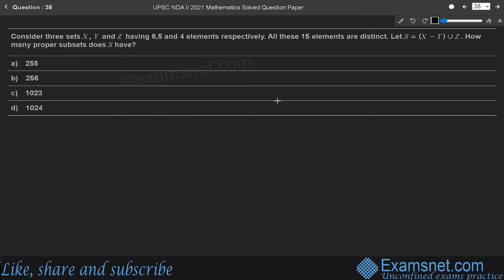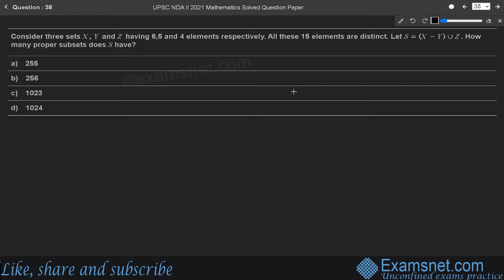Next question is, consider three sets X, Y and Z having 6, 5 and 4 elements respectively. All these 15 elements are distinct. Let S be equal to X minus Y union Z. How many proper subsets does S have? It is a question from sets and it is a very interesting question.